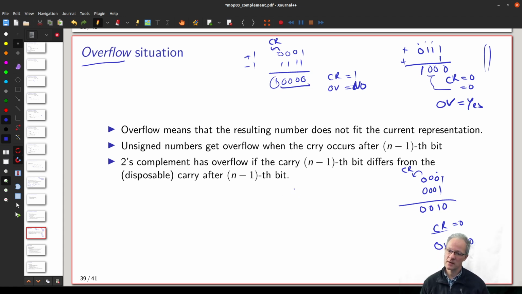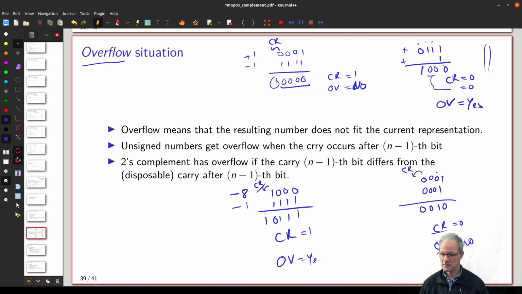What else could there be? We could have two very large negative numbers. The largest negative number that I can write is 1000, which is equal to -8, I believe. And I could add another one, -1. And that will kick me out of the 8 bits. So let's see what happens. 1 plus 0 is 1, 1, 1. And now we have a carry, 1 and 1 here. So there is carry and there's also overflow.